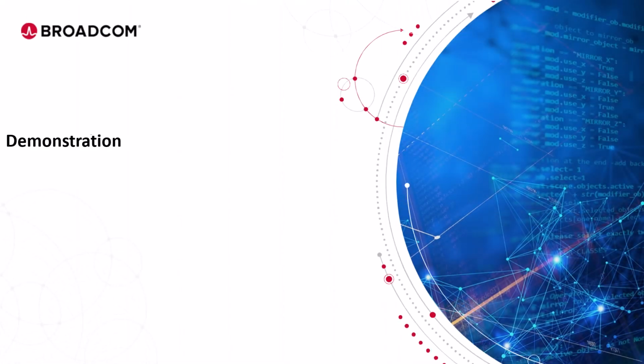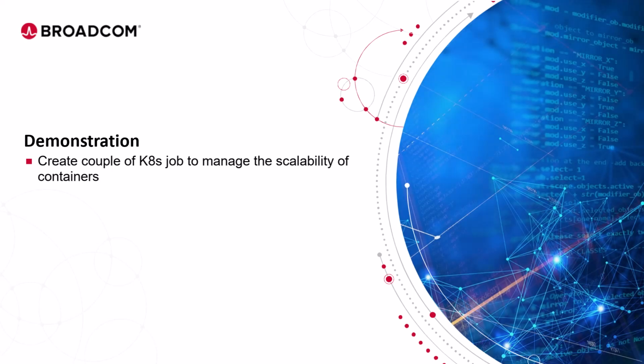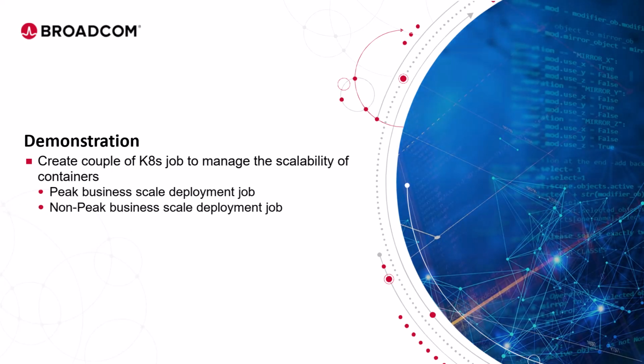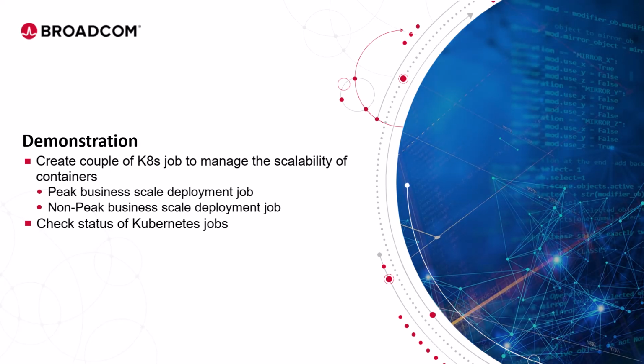Let's enter our training environment and create a couple of K8s jobs to manage the scalability of containers based on incoming data volumes. The Peak Business Scale Deployment job increases the scalability of containers to 50 during peak business hours between 8 a.m. and 2 p.m. The Non-Peak Business Scale Deployment job decreases the scalability of containers to 10 during non-peak business hours between 2 p.m. and 8 p.m. We will also check the status of these jobs using the autorep command.